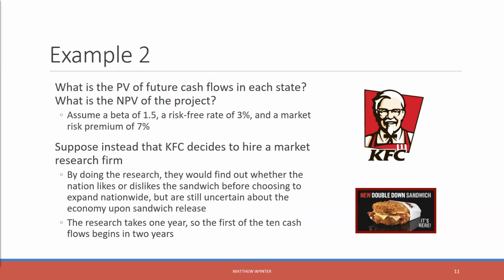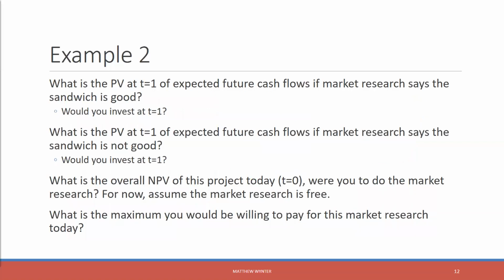Suppose instead that KFC decides to hire a market research firm. By doing the research, they would find out whether the nation likes or dislikes the sandwich before choosing to expand nationwide. We're still uncertain about the economy when we release the sandwich, but we know that this research will take 1 year. So the first of those 10 cash flows is going to begin in 2 years.